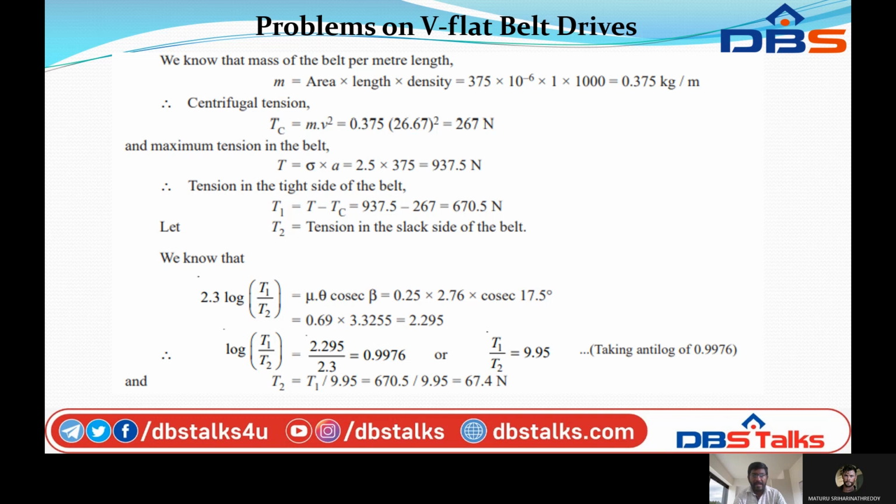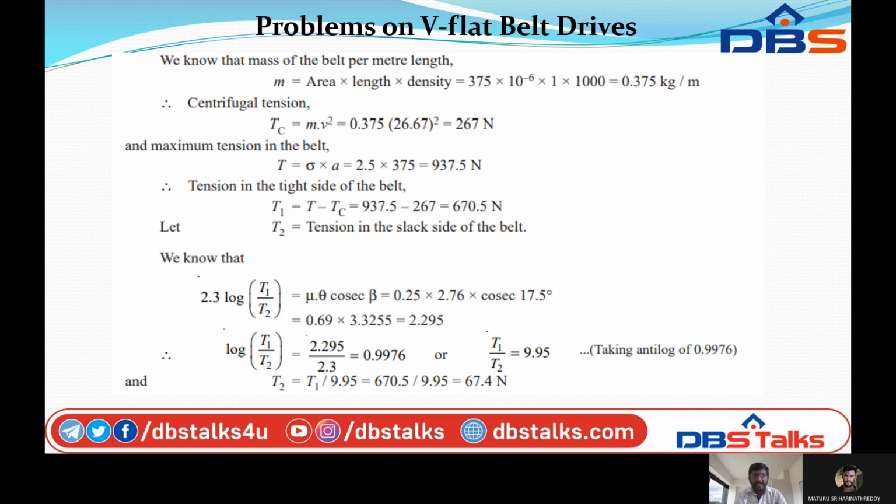Next we can calculate the maximum tension in the belt. T is equal to sigma into A. So sigma is equal to 2.5, into cross-sectional area A is equal to 375. So you can calculate the maximum tension T is equal to 937.5 Newton.